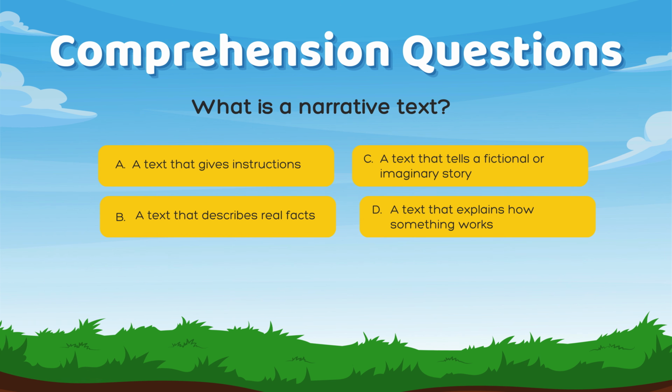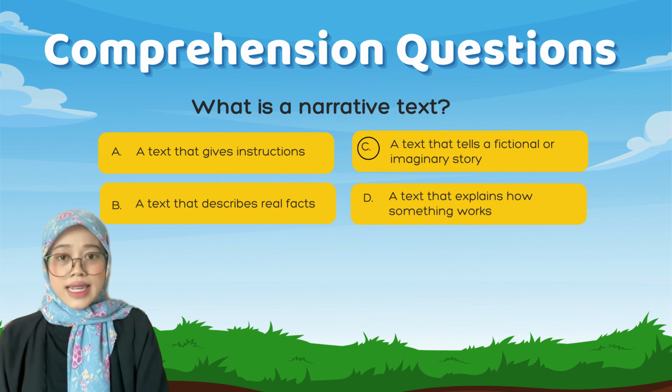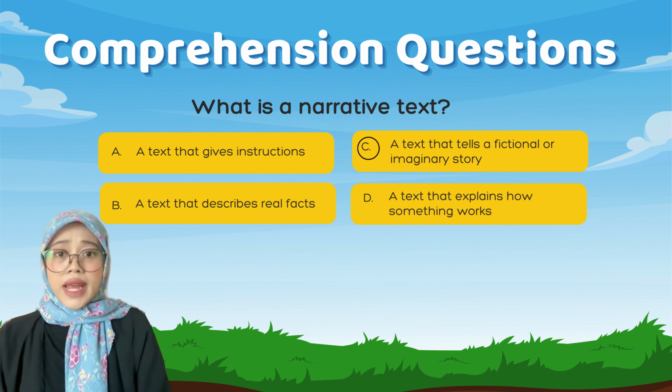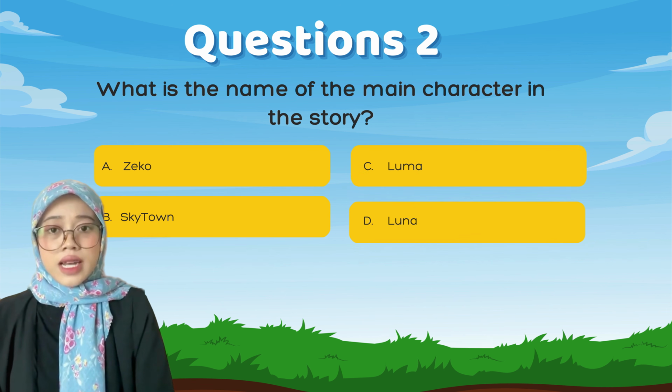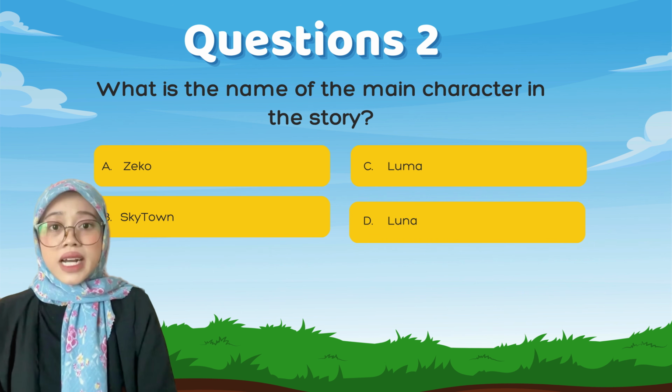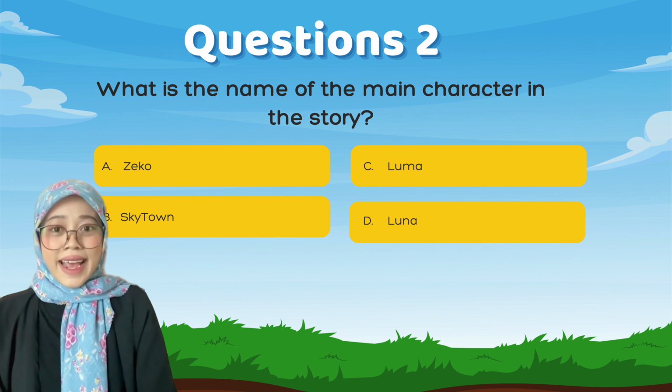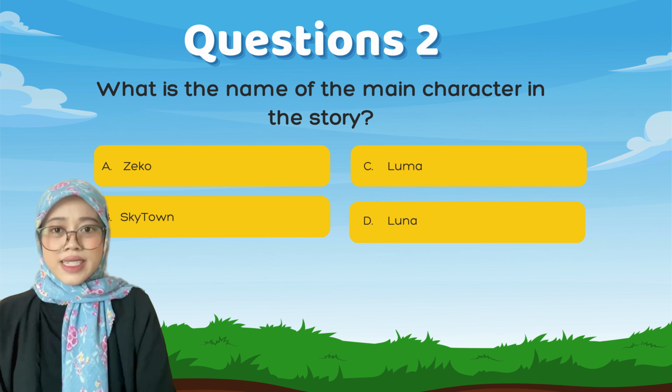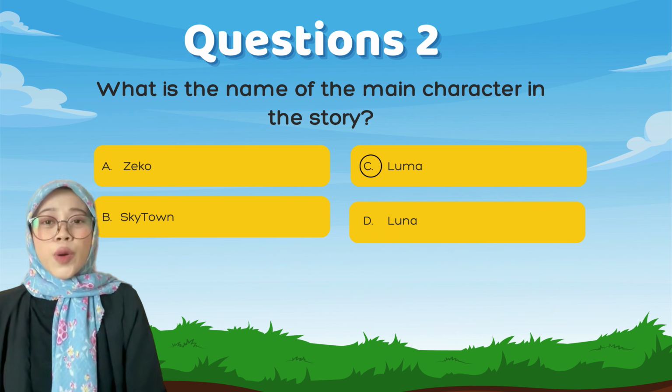Correct. The answer is C, a text that tells a factual or imaginary story. Narrative text is story. It is not always real. It can be made up or from imagination. Next, the second question is, what is the name of the main character in the story? A, Zeko, B, Skytar, C, Luma, and D, Luna. Which is correct? Correct. The answer is C, Luma.